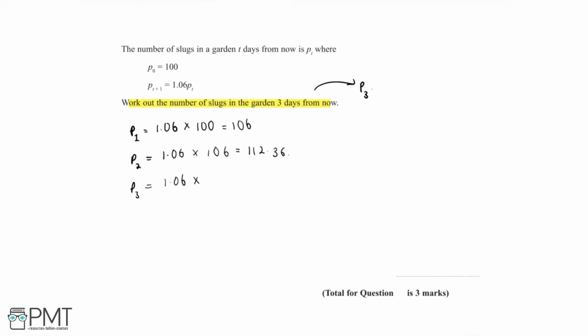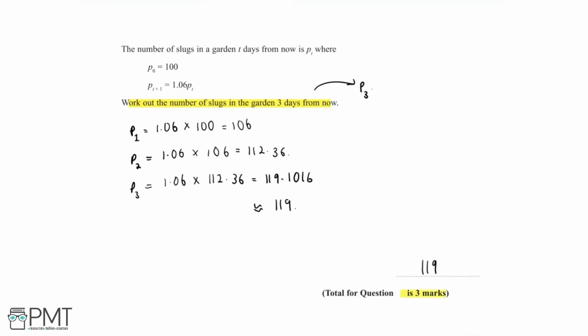Now finally, to find p_3, we'll do 1.06 multiplied by p_2, so multiplied by 112.36, and so we'll get an answer of 119.1016. And so rounding to the nearest whole, we can say that the number of slugs in the garden 3 days from now is approximately 119, which we can write down in our answer box below.